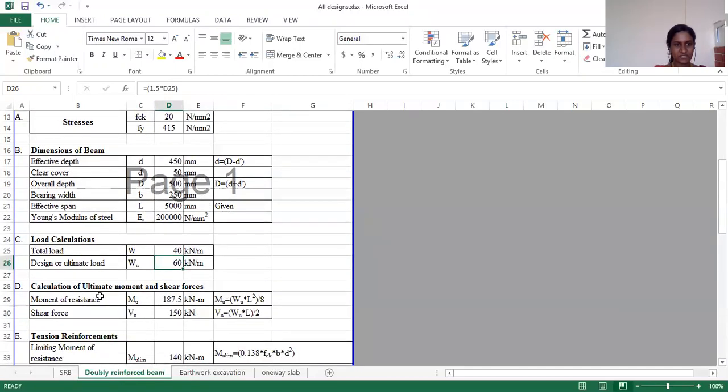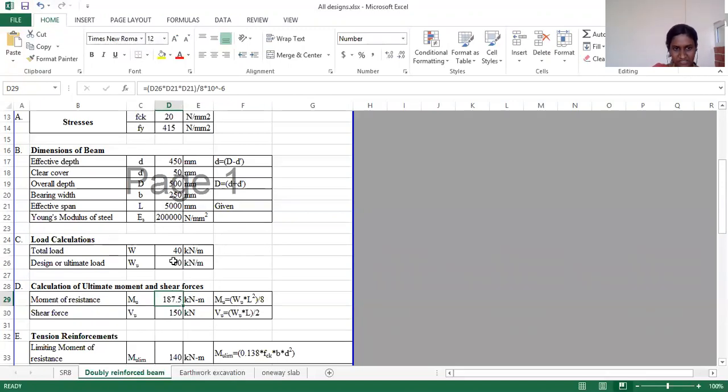Next, the ultimate moment and shear forces. So for the moment of resistance, since it is a simply supported beam, how do we calculate the moment? The moment will be maximum at the midspan. So how to calculate it? Mu is equal to Wu L square by 8. So here you have to substitute this formula. So Mu is equal to W, W we have here and its value here. It will come in column D. In column D we always get the value here. So always we'll use the value.